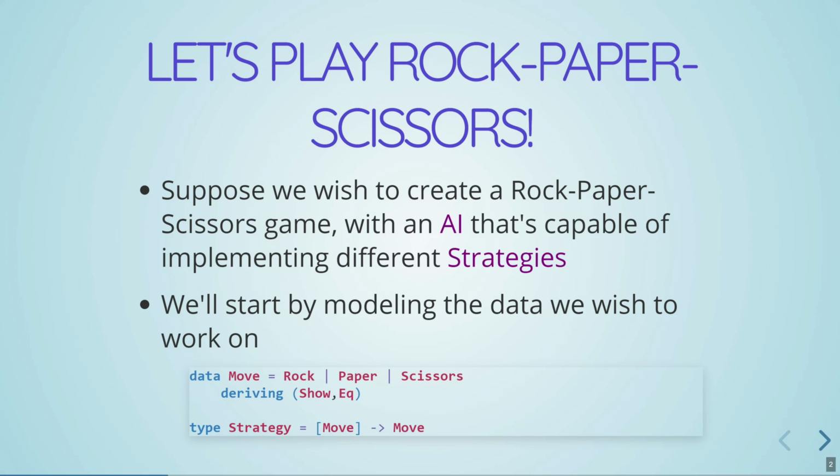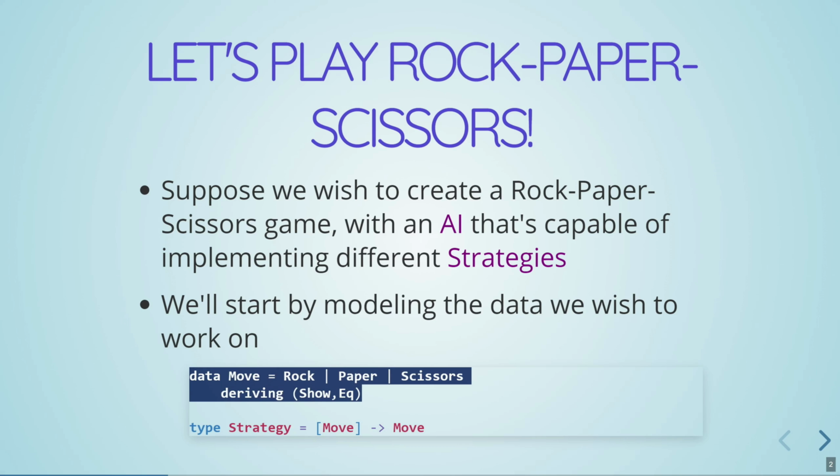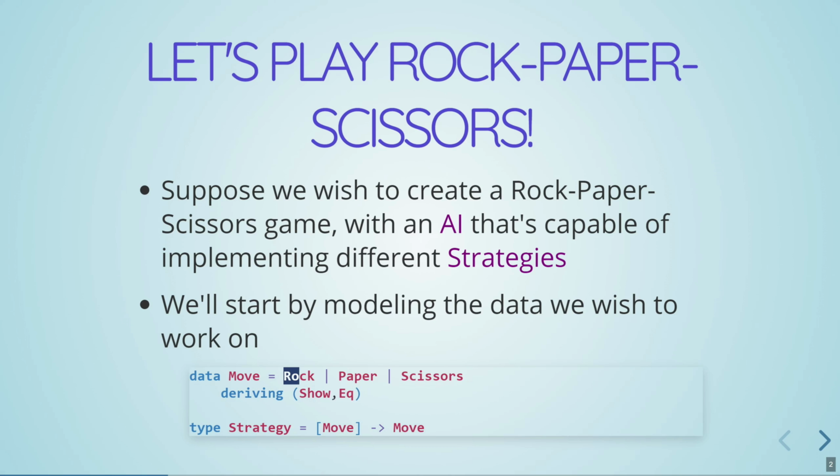So the first thing we're going to do is model our data, the type of data that our program is going to work upon. For rock paper scissors, the idea is that we take turns making a move, and we have three choices in our move. We can move rock, we can move paper, or we can move scissors. So we'll model this as a data type. If you recall, this is kind of an enumeration type. It's just creating these three new values.